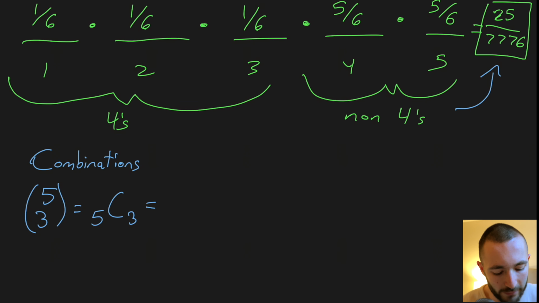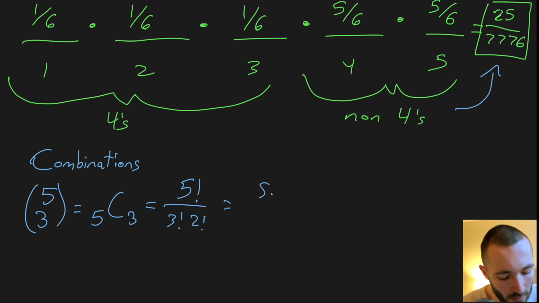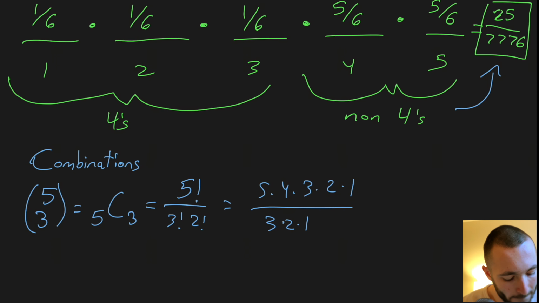So 5 choose 3 is equal to 5 factorial divided by 3 factorial times 2 factorial, which expands to 5 times 4 times 3 times 2 times 1.